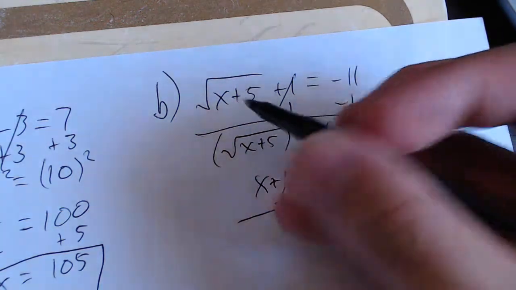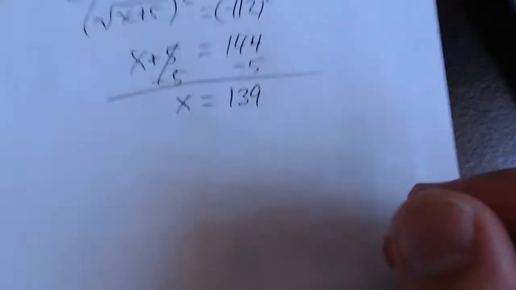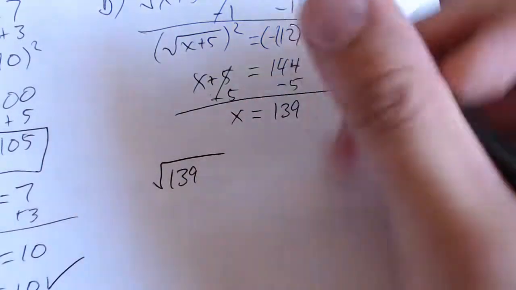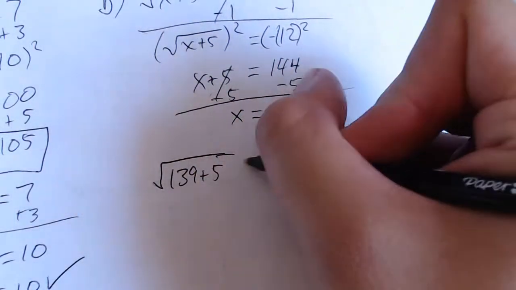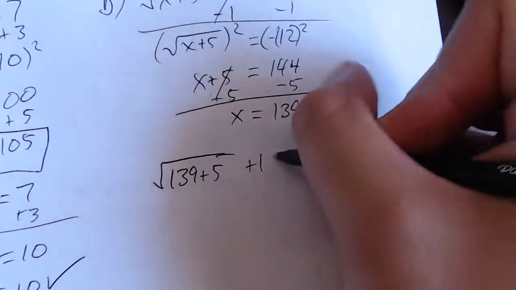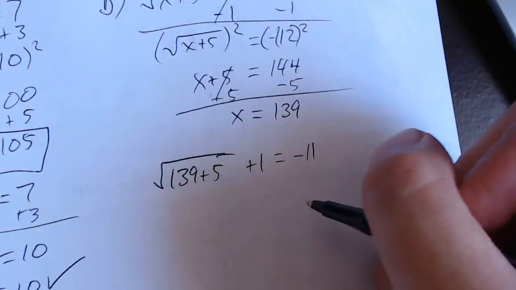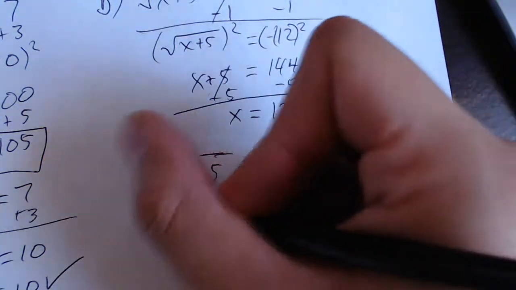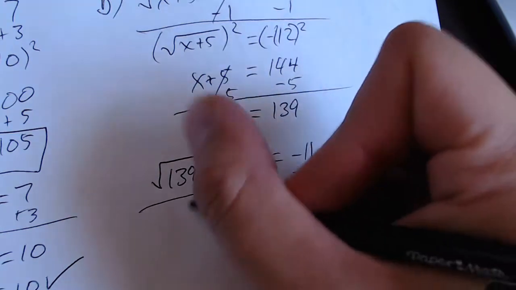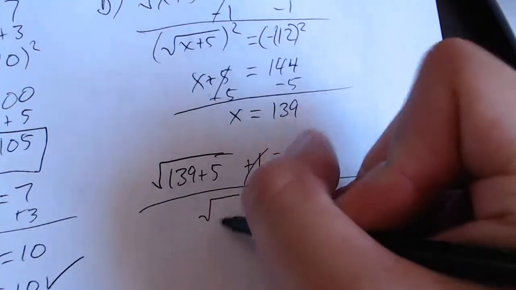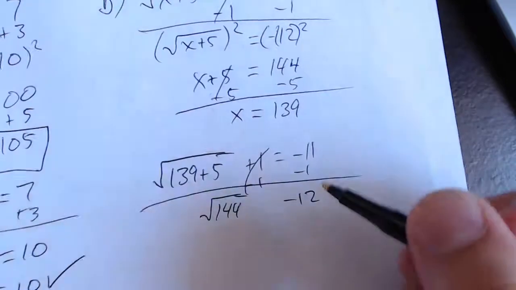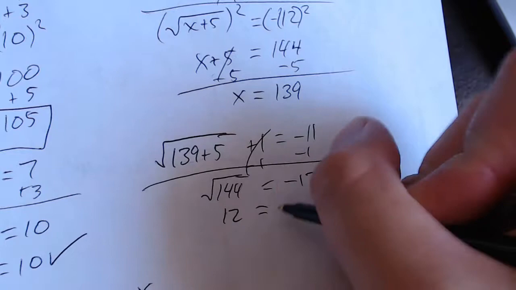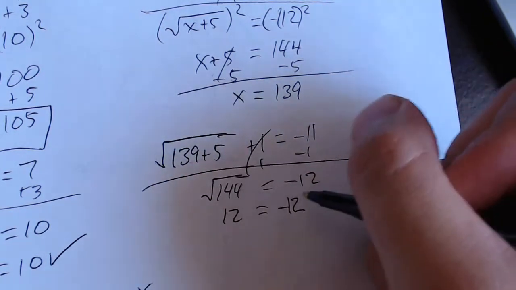Now we have to plug that back into the equation to check our answer. So we'll rewrite that as the square root of 139 plus 5 plus 1 equals -11. So we'll go ahead and subtract 1 from each side. That's going to turn into -12, and then this will add up to square root of 144, and the square root of 144 is positive 12. So positive 12 does not equal -12.